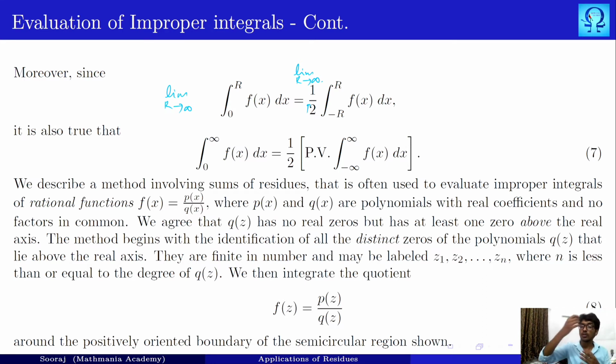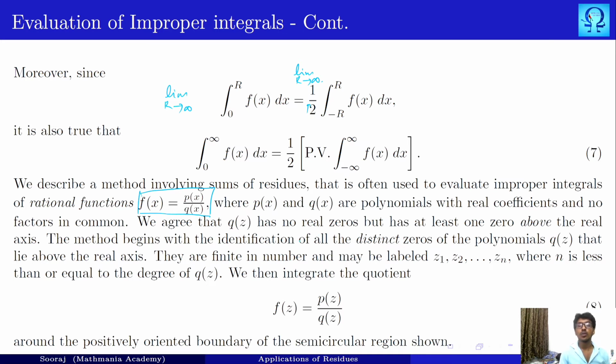Now, how are we going to bring residues into our picture? Let us consider the case. What kind of integrals are to be evaluated through the residue ideas? So consider a rational function of this form. When we say rational function, no common factor is there between p of x and q of x, and of course p of x and q of x are polynomials of some finite order.